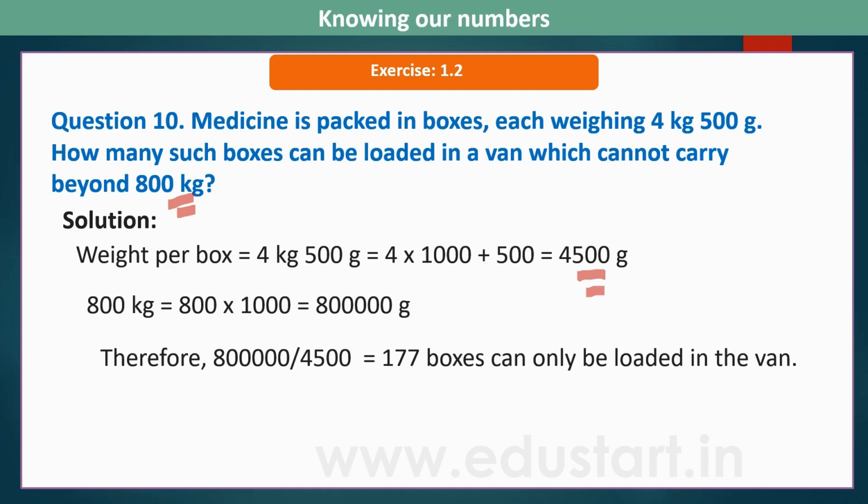Now what is the total capacity? That is 800 kg. So 800 into 1000, which is 8 lakh grams. Now the total number of boxes that can be loaded is 8 lakhs divided by 4500, which is equal to 177. So 177 boxes can only be loaded in the van. So let's understand. First we have to find out the weight of each box. Next we have to find out the total capacity of the van, and we have to divide by the weight of each box. Then we can find out the total number of boxes that can be loaded in the van. This point is clear.